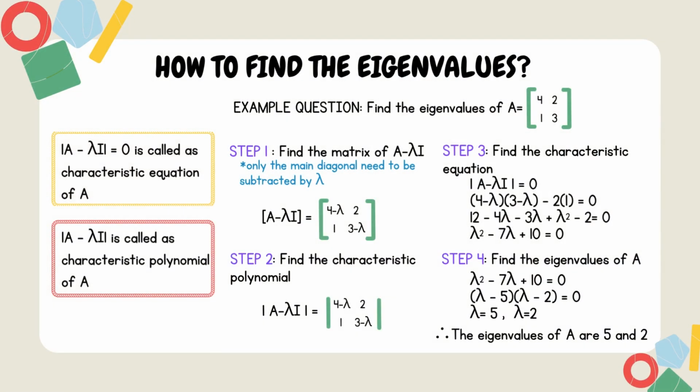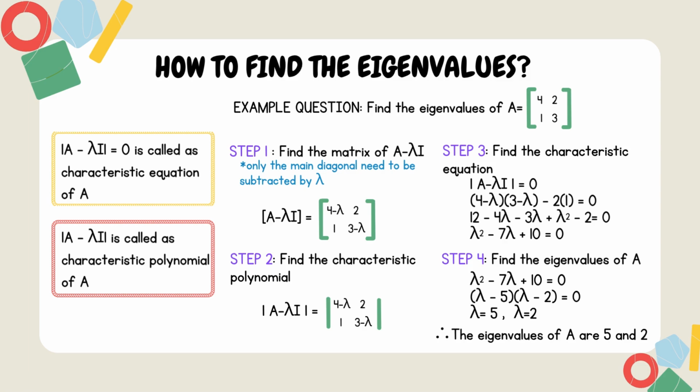Next, I will explain how to find the eigenvalues of a matrix. Before that, we must know what the characteristic equation and characteristic polynomial are. Determinant of A minus lambda I equal to 0 is called the characteristic equation, and determinant of A minus lambda I is called the characteristic polynomial.